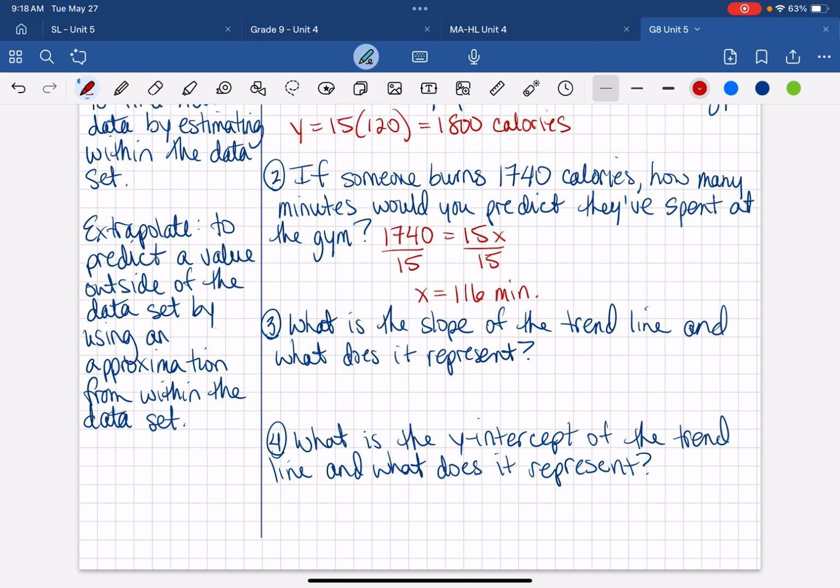So let's move on to questions 3 and 4, and then you guys can work on some practice. So what is the slope of the trend line and what does it represent? The slope of the trend line is 15 calories per minute. That's what it is. That's what it represents.